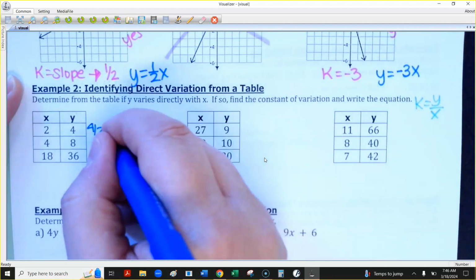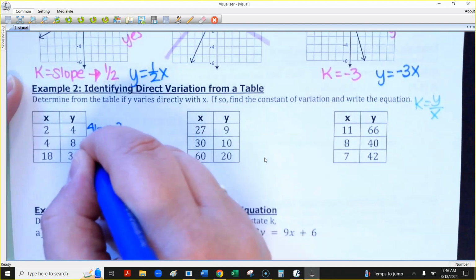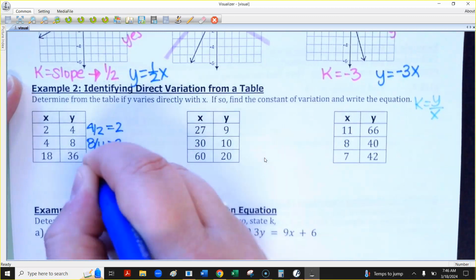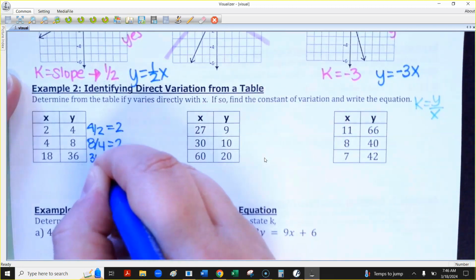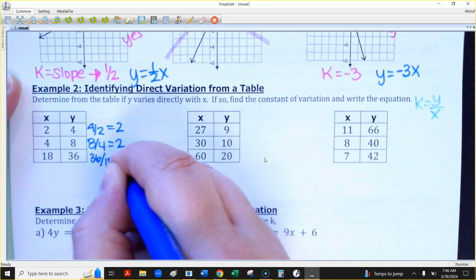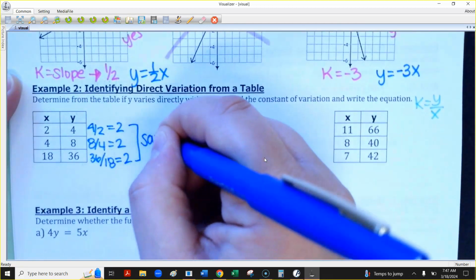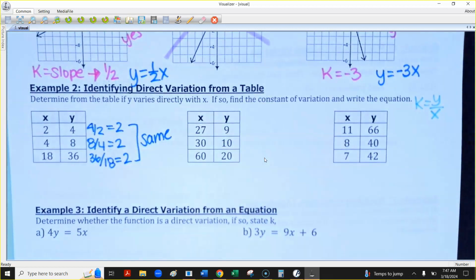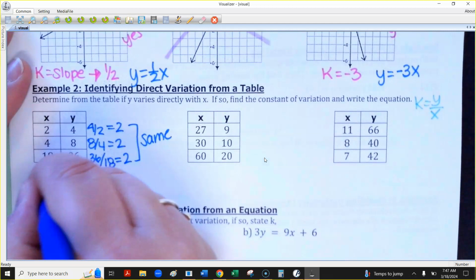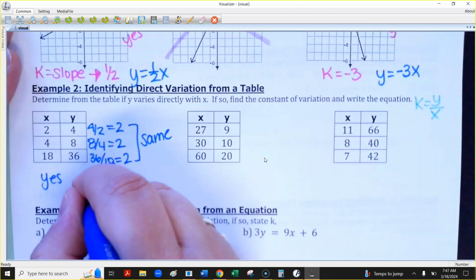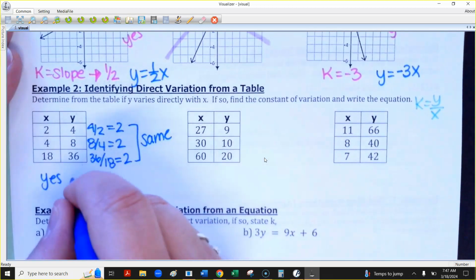So like here, and you don't have to write out a bunch of work, but like 4 divided by 2, that's 2. 8 divided by 4, that's 2. 36, I'm just taking the y coordinate divided by the x coordinate. 36 divided by 18 is 2. They all have to be the same. If one of them's different, then no. But yes, if these are all the same, then yes. And that is going to be your k value. So this would be y equals 2x would be the equation.